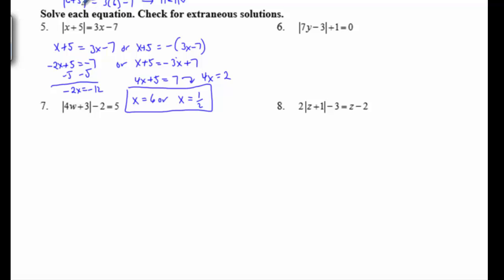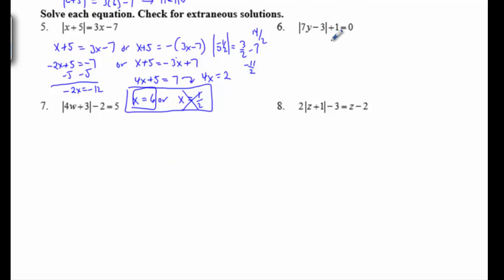If we plug in the half, 1/2 plus 5 is 5.5, absolute value. Half of 3 is 3/2 minus 7. When we plug in the 1/2 here, we're going to get 3/2 minus 14/2, which is negative 11/2. So we'll see that we got positive 5.5, but negative 5.5. So this does not work. So the only answer is x equals 6.